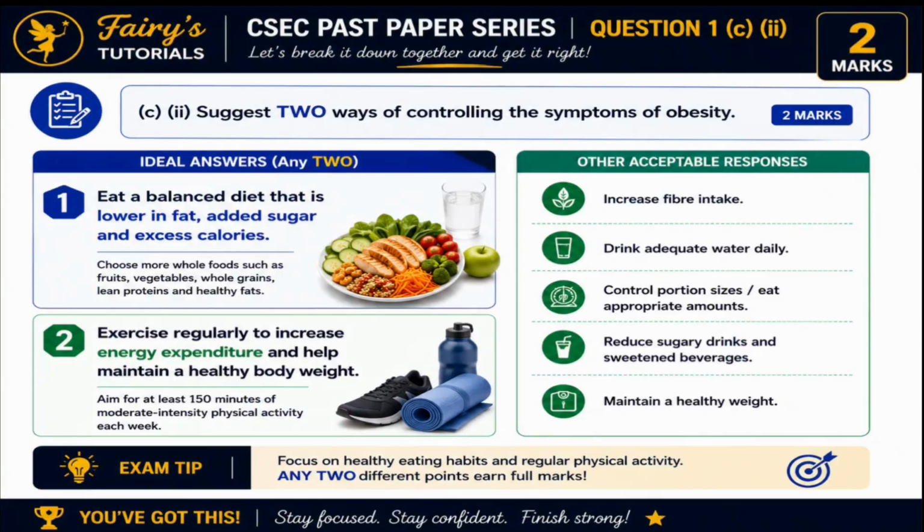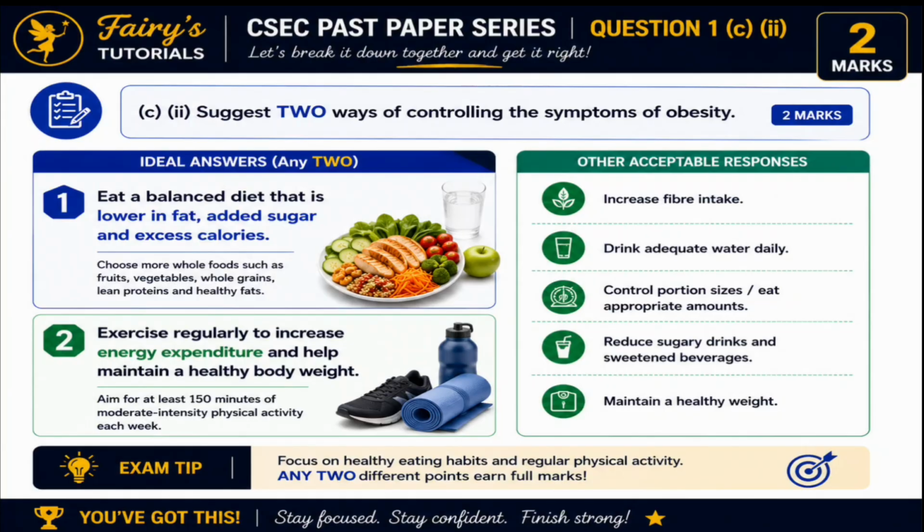All right, moving right along to part C2. Suggest 2 ways of controlling the symptoms of obesity. And this question is valued at 2 marks, right? Now let us look at our ideal responses. So obesity occurs where there's an imbalance with the food taken and or physical activity, right?